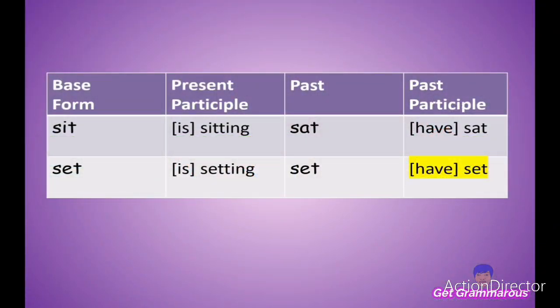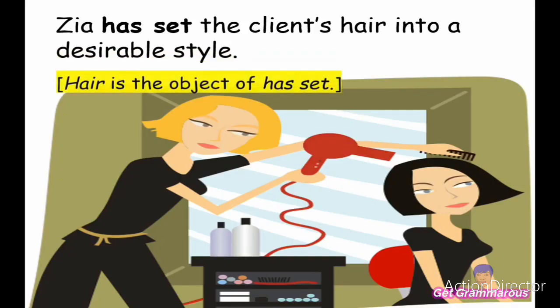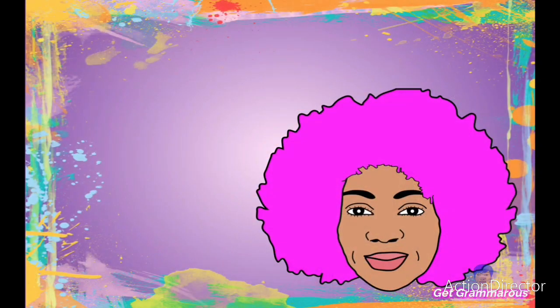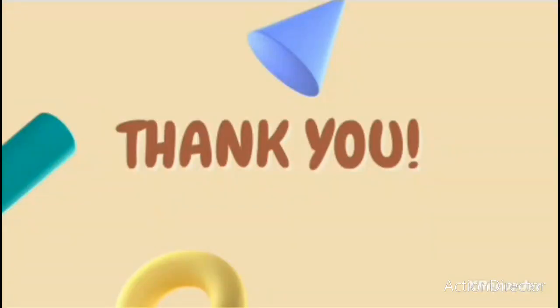How about have set, the past participle of set? Zia has set the client's hair into a desirable style. Hair is the object of has set. It receives the action of the verb has set. Remember, sit, sat, sat doesn't have an object, but set, set, set does. Let's practice. Okay, we have come to the end of this lesson.